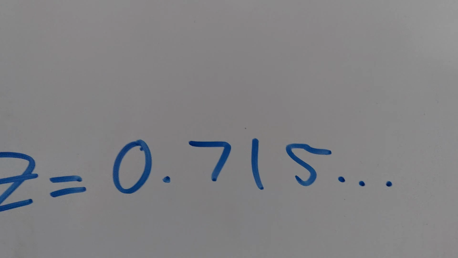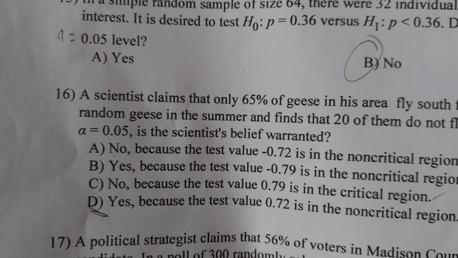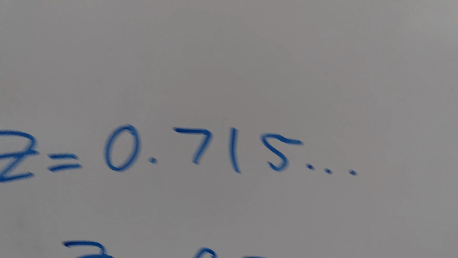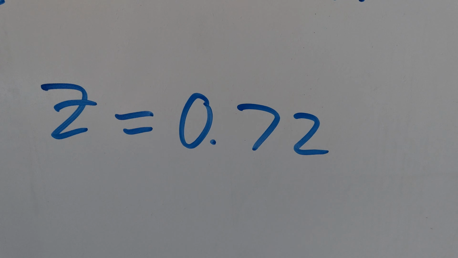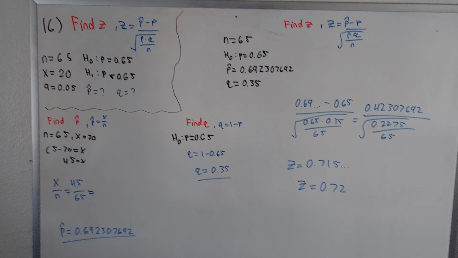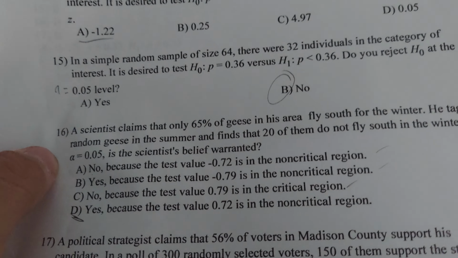Now in the homework, number 16 has a whole number and 2 decimal places. So we're going to do that to our number, and we have z is equal to 0.72. Here's all the work shown in one single page. And since we know that our z is equal to 0.72, our answer is D.